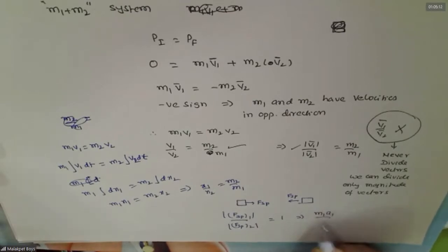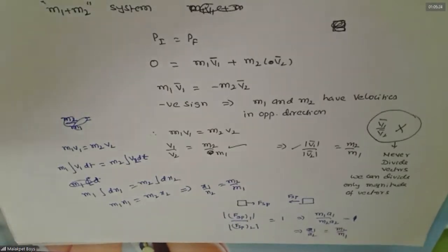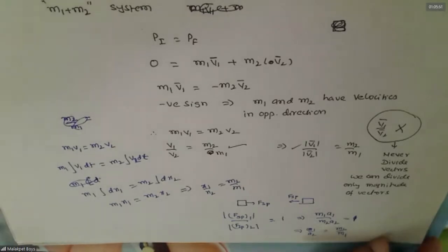So the acceleration of the first one, this gives you A1 by A2. Understood this? Understood, sir. Is it clear? Clear, sir. Shall we go ahead? Yes, sir. One minute, sir.